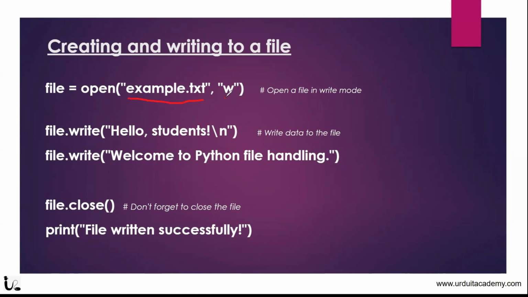And we have to specify the mode. Why are we opening this file? What is the purpose of opening this file? I'm opening this file for writing purpose, so we have to specify the mode as W inside the quotes. Remember, the file name should be inside the quotes and the mode should be inside the quotes. So there are two parameters inside the open function. First one is the file name. Second one is the mode.